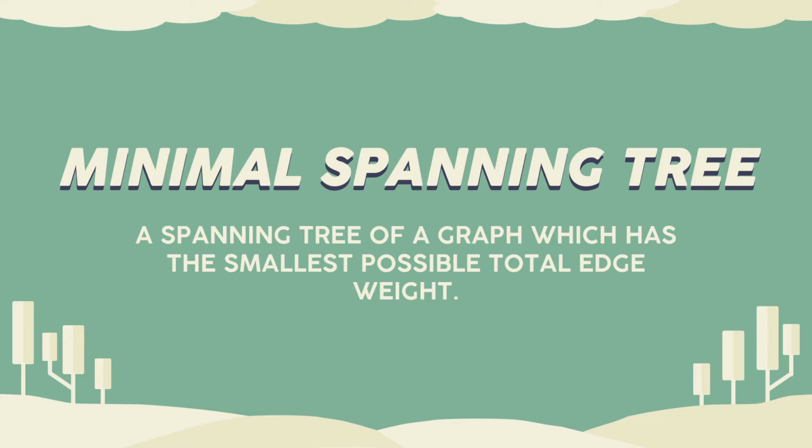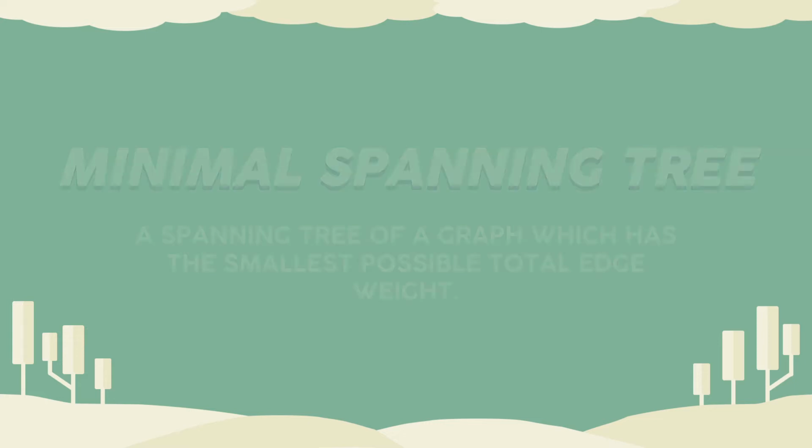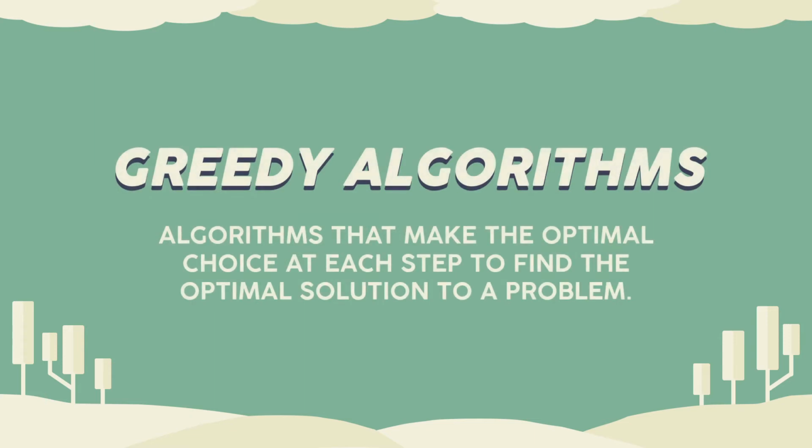But listing all possible spanning trees of a graph to find its MST seems pretty tedious, especially when we're dealing with graphs with a lot of edges and vertices. Luckily for us, we can make use of greedy algorithms, which make the optimal choice at each step to find the best solution to a problem. In this video, we will be tackling 2 algorithms that can be used to find the MST of a graph.